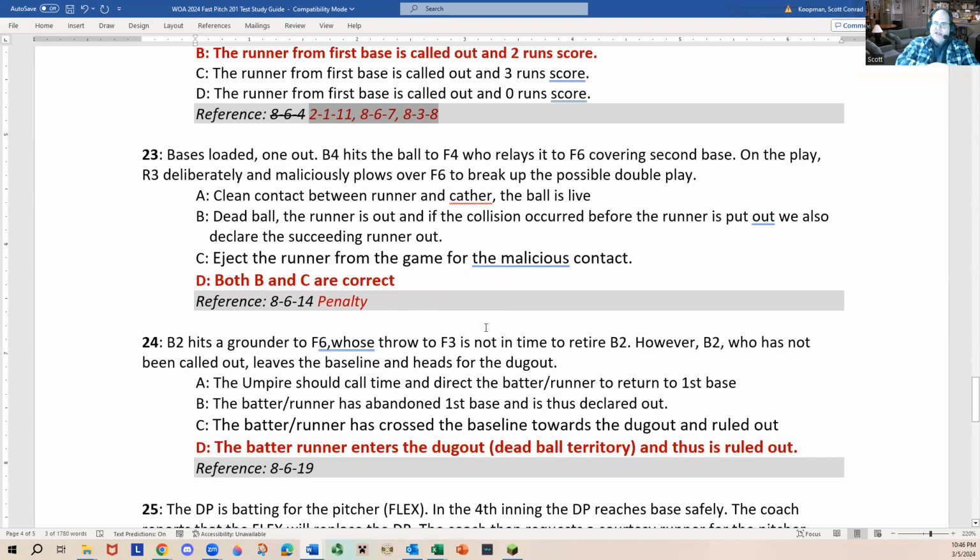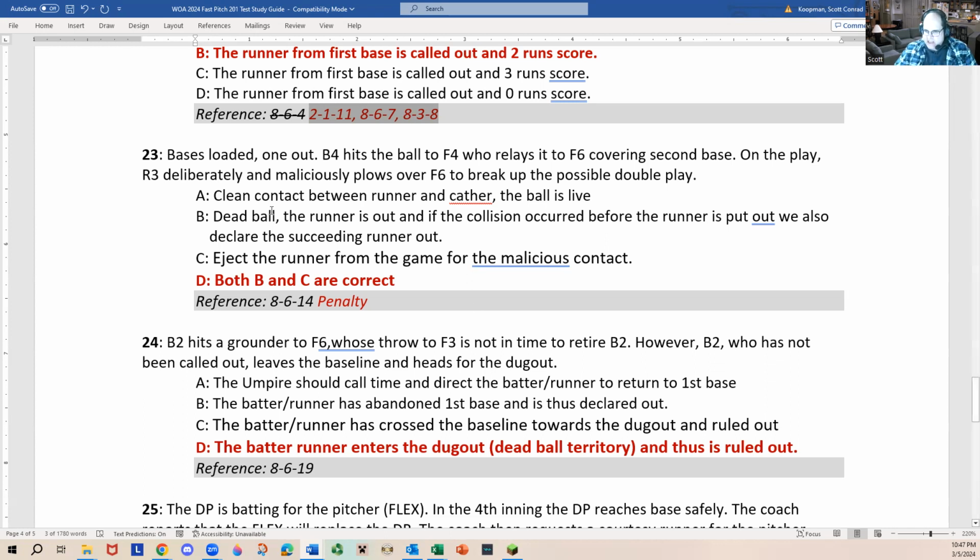Question 23. Bases loaded, 1 out. B4 hits the ball to F4, who relays it to F6, covering second base. On the play, R3 deliberately and maliciously, 2 very important words, by the way, deliberately and maliciously plows over F6 to break up a possible double play.